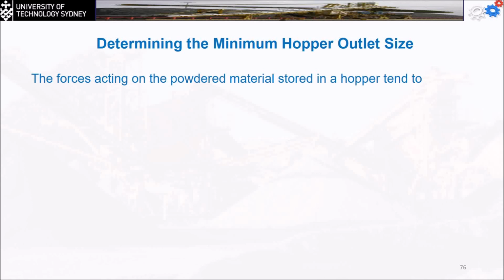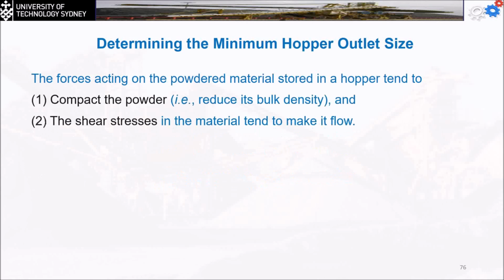So Jenike's equation: the flow factor, the FF, and we are going to learn how we are going to find this value, is equal to the compacting stress divided by the applied shear stress.